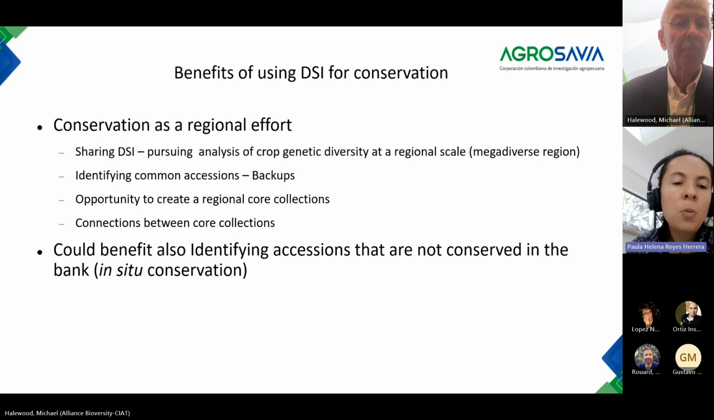And this also opens an opportunity to create a regional core collection that could benefit from multiple characterizations. At last, it could also help to establish connections between core collections. For example, SIP has its potato core collection genotyped, and we sent our core collection to be genotyped so we could compare both. And at last, sharing DSI could also benefit identifying accessions that are not conserved in the banks, for example, in situ conservation. And here ends my presentation. Thank you very much.